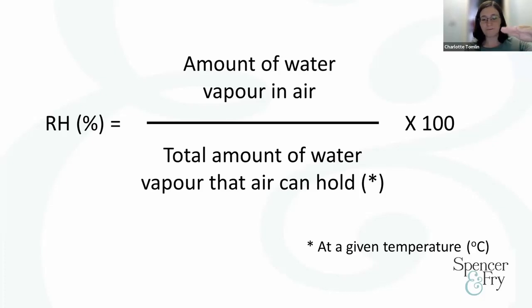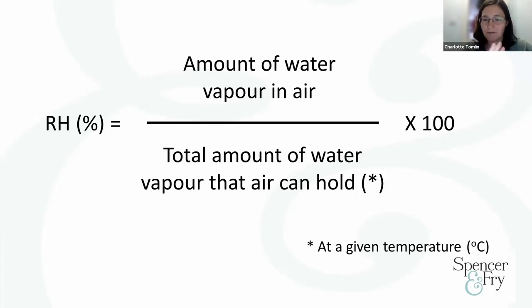It's holding. It has a maximum amount it can hold at that temperature, but at the moment it has 50% of that amount. So we would call that 50% RH because of the equation. But like I say, don't get too bogged down in the maths. Basically it's a scale from 0 to 100%, and if it's 0, it's very, very dry. If it's 100, it's very, very damp.